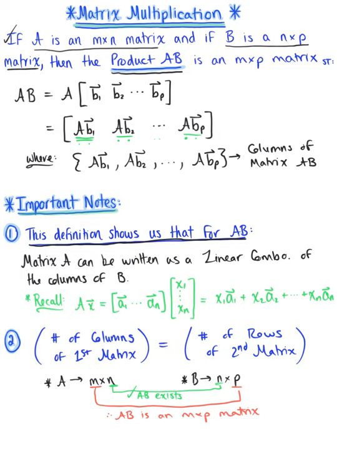So again, this is an essential rule. The number of columns of the first matrix must be equal to the number of rows of the second matrix. If they're not equal, then matrix multiplication does not exist.